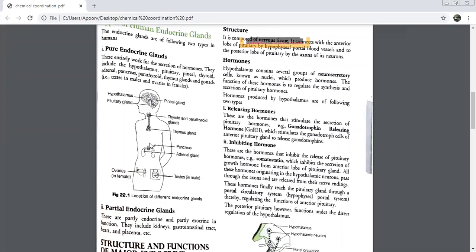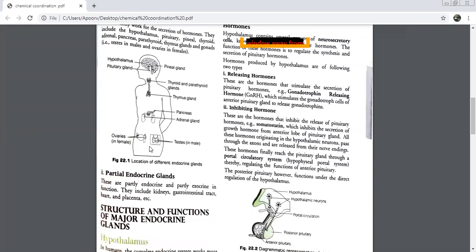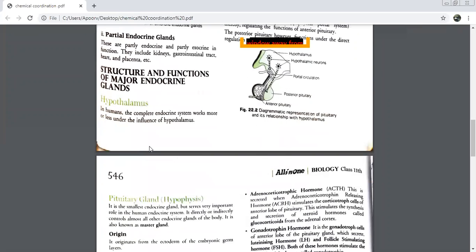So if you are drawing the location of different endocrine glands, how many glands you have to draw? You don't have to miss out on one also. How many you will be drawing? 10. Chalo, I am going to hide this person now. Ye chup gaye. Let's hide it now.